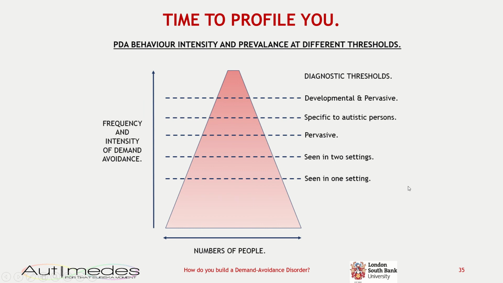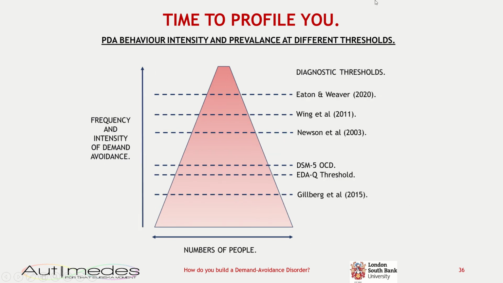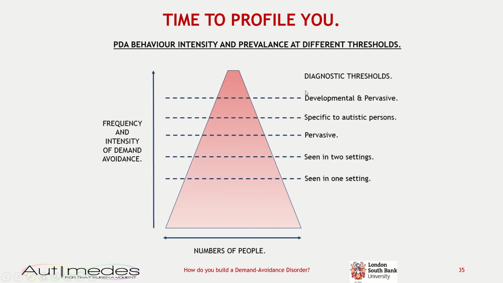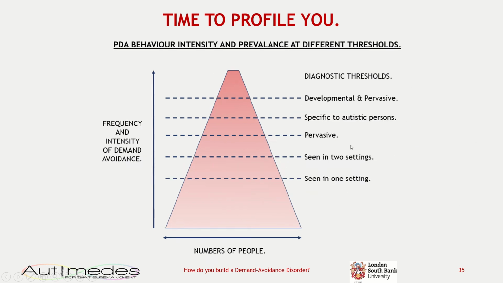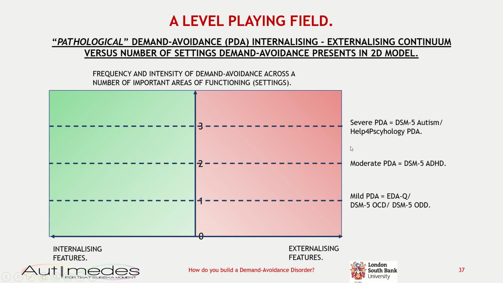So yeah, you should see how these diagrams relate, and I've equated them to diagnostic practice with the DSM-5 and within the PDA literature. This diagram shows how you can model PDA with internalising and externalising. Internalising features are shown internal to the person, and externalising features are expressed externally as behaviour, so they're more easily noticed by other people.